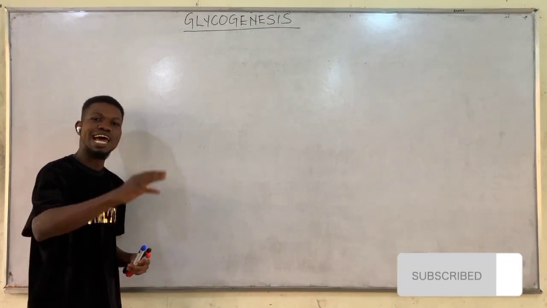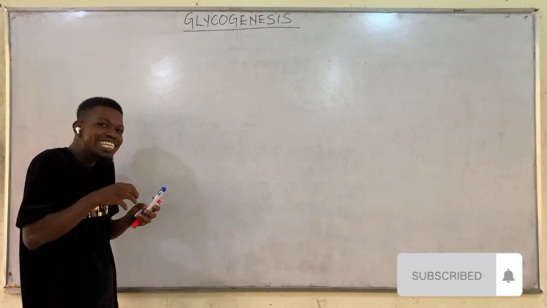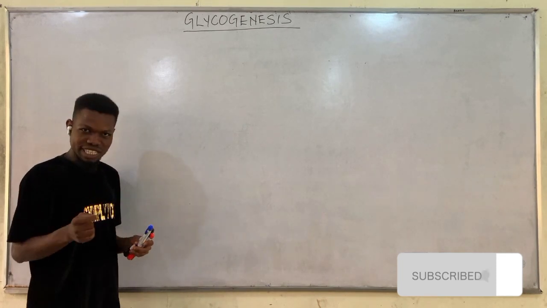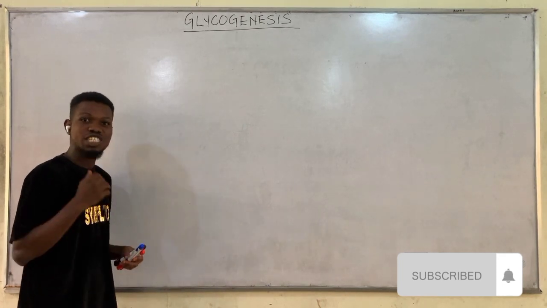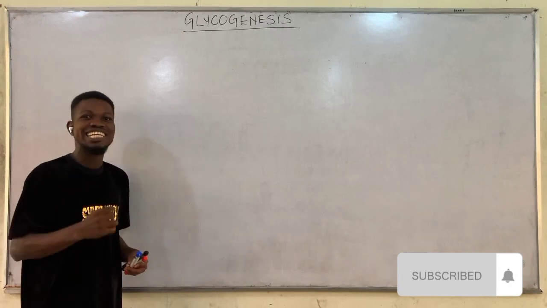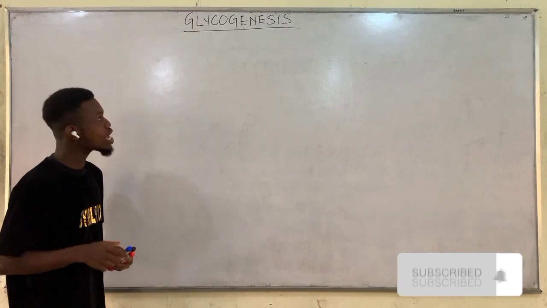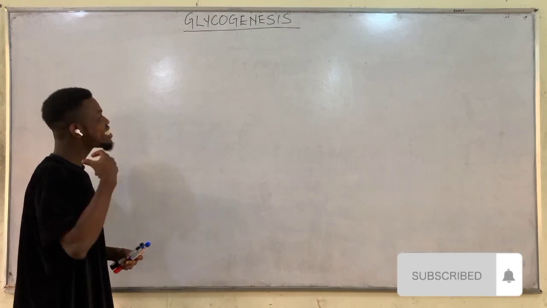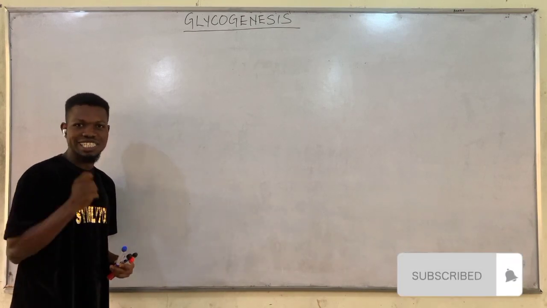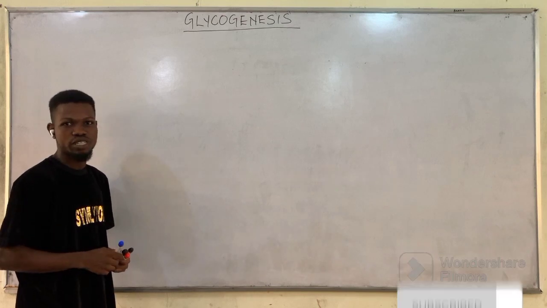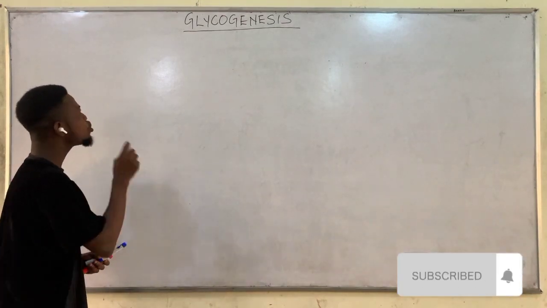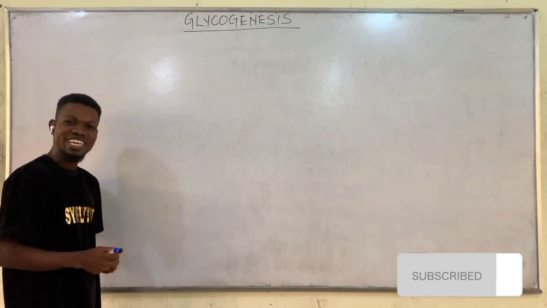You get to know that in an anabolic pathway, energy is conserved along with heat. That's why glycogenesis is an anabolic reaction. Do you get it now? So we want to look at how glycogen is derived from glucose, which is our precursor or the starting substrate. That is about glycogenesis. Now, where does glycogenesis occur in the body?